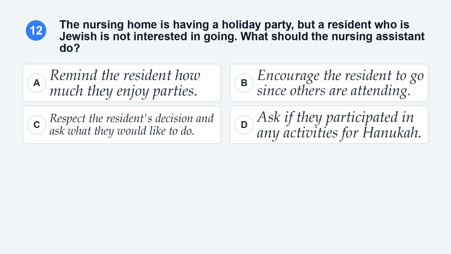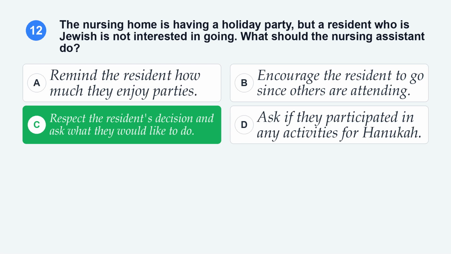Question 12. The nursing home is having a holiday party, but a resident who is Jewish is not interested in going. What should the nursing assistant do? Option A. Remind the resident how much they enjoy parties. Option B. Encourage the resident to go since others are attending. Option C. Respect the resident's decision and ask what they would like to do. Option D. Ask if they participated in any activities for Hanukkah.